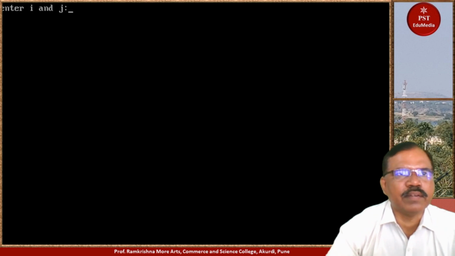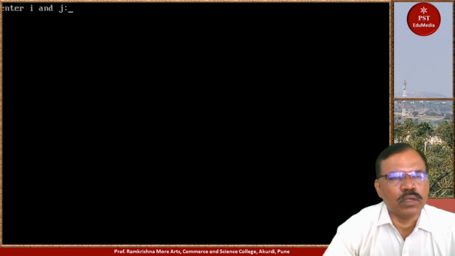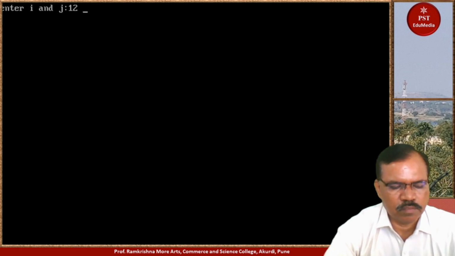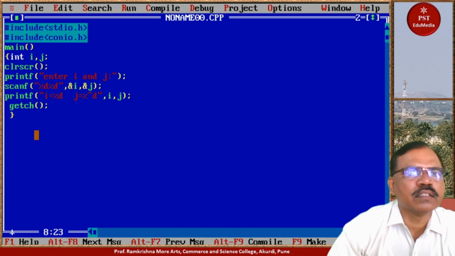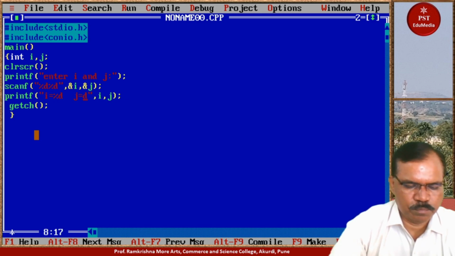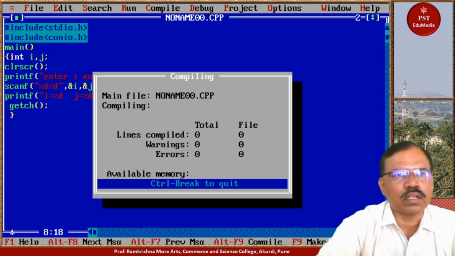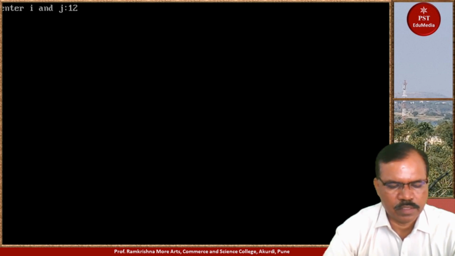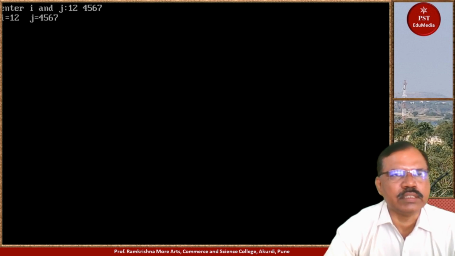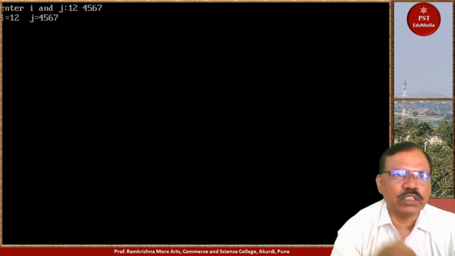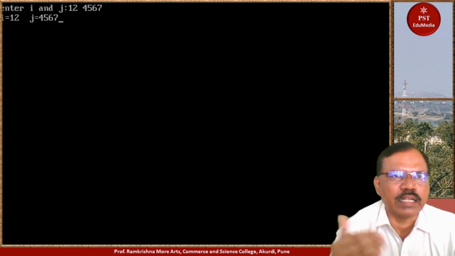Now see here, Control F9. Enter i and j colon, that is printed as it is, and suppose we take 12 and 2345. So here there is an error. It should be %d, sorry, here %d. Now Control F9. Suppose 12 and 4567. So i is 12, j is 4567. So 12 is stored at the memory location of i, and 4567 is stored at the memory location of j.